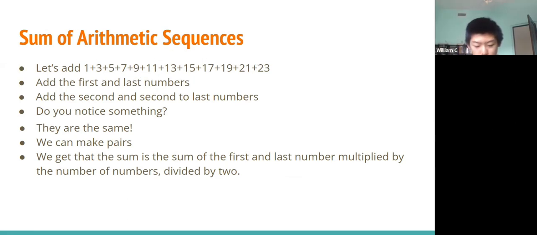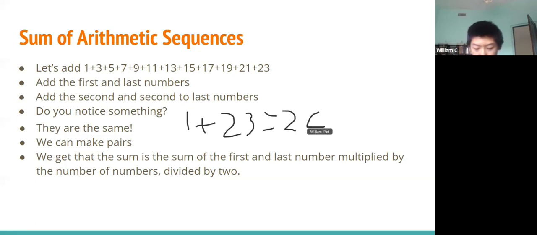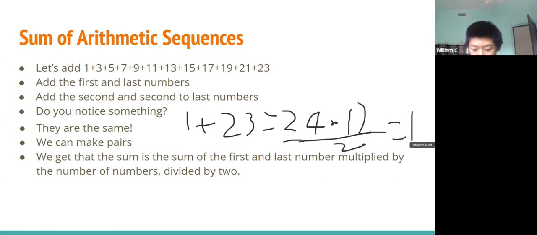So our result is that the sum of the first and last number divided by 2 is the average of the numbers. So then when you multiply by the total number of numbers, you get the answer. So in this case, 1 plus 23 equals 24. Then you multiply by the number of numbers, which is 12. Then you divide by 2. And our answer is 144.